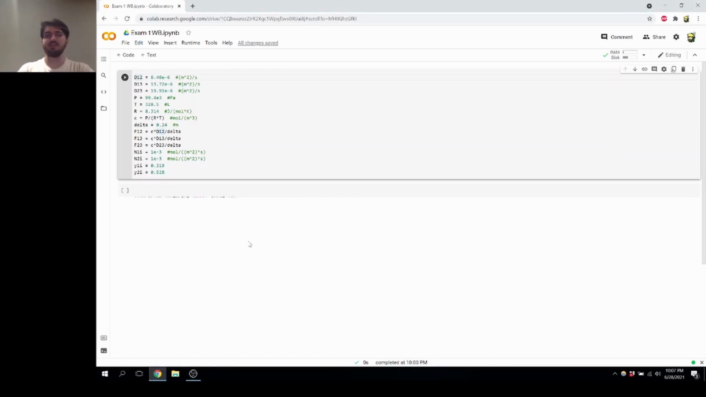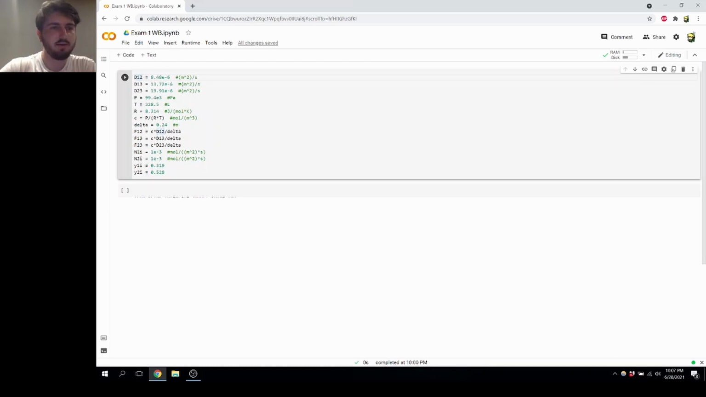Hello everyone, this is part 2 of the exam. We're going to be solving for the molar fluxes of acetone and methanol. We're going to be using Google Colaboratory for this. In the last problem, we found the estimates for them, but we now need to solve for them. So we have this from our last one.